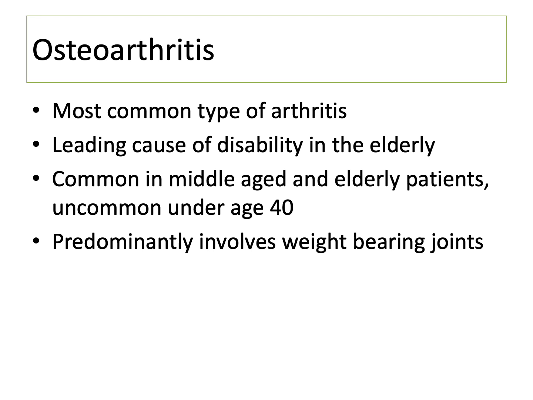Osteoarthritis is the most common type of arthritis, and unfortunately, it affects millions of people worldwide. It is the leading cause of disability in the elderly, and that's why it is also called degenerative joint disease. It is common in middle-aged and elderly patients and uncommon under age 40. Usually, when we talk about osteoarthritis, it predominantly involves weight-bearing joints.